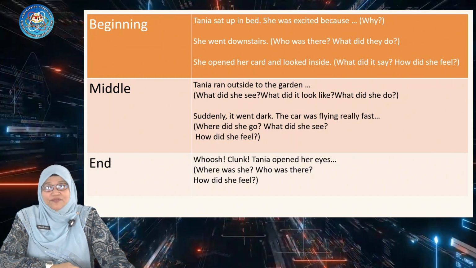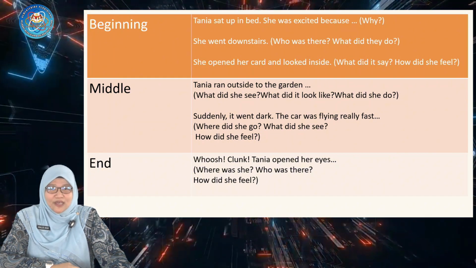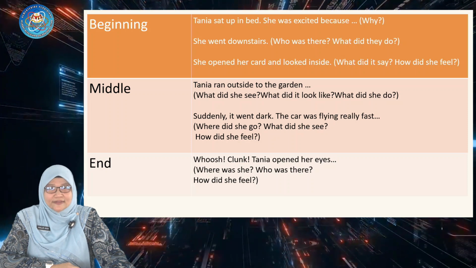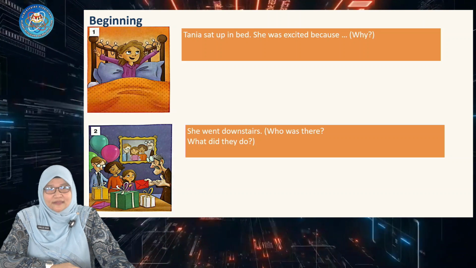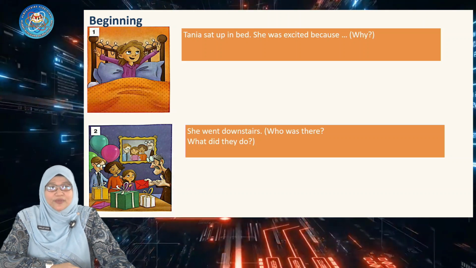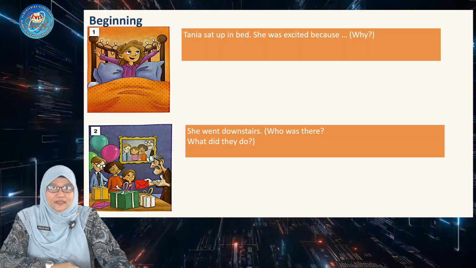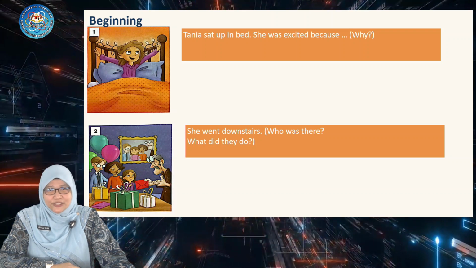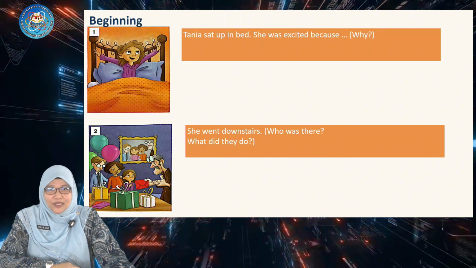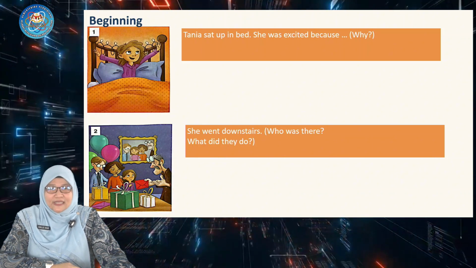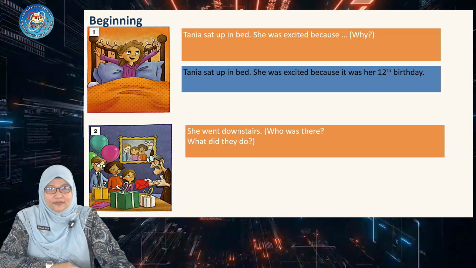Here, I've divided the story into the beginning, middle, and end. Let's write the story together. For the beginning, we are going to write about the main character, where she is and what she's doing. You may use the notes to form sentences. Picture 1. Okay, the suggested answer.